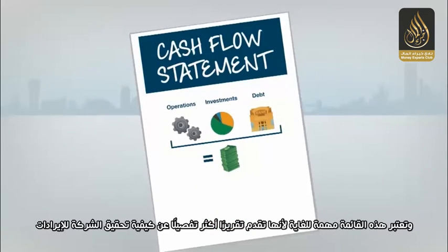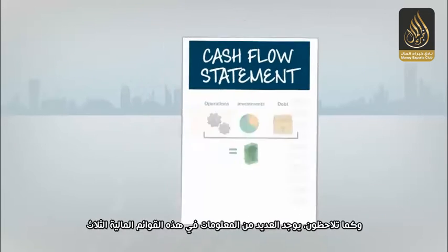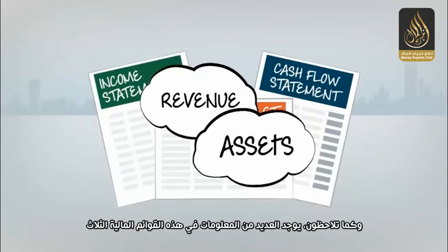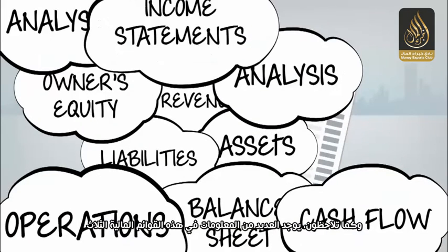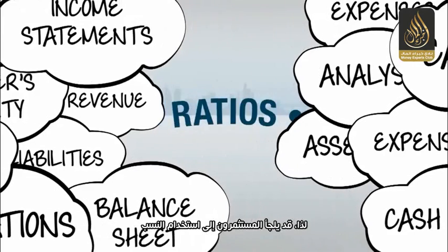This statement is important because it gives a more detailed account of how the business generates revenue and is therefore much more difficult to manipulate than an income statement. As you can see, there is a lot of information in the three financial statements. With all of these facts and figures, analysis can be a little tricky. This is why investors may use ratios.